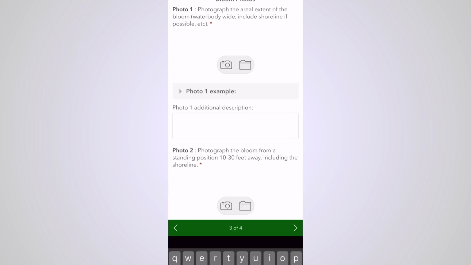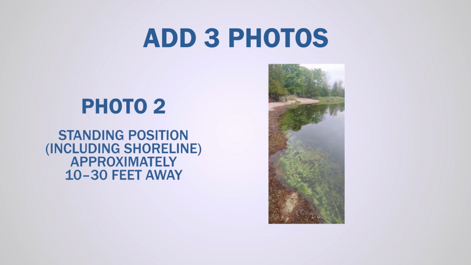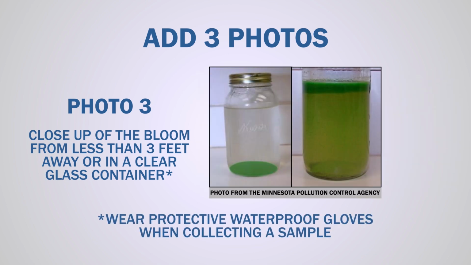Next, move on to uploading the photos. You will want to take 3 photos of the bloom to add to the app. The first photo should show the extent of the bloom, water body wide, including the shoreline if possible. The second photo should be from a standing position, including the shoreline approximately 10 to 30 feet away from the bloom. And finally, photograph a close-up image of the bloom, either from less than 3 feet away, or, if collecting a jar test, use a clear glass container at arm's length, wearing protective waterproof gloves.